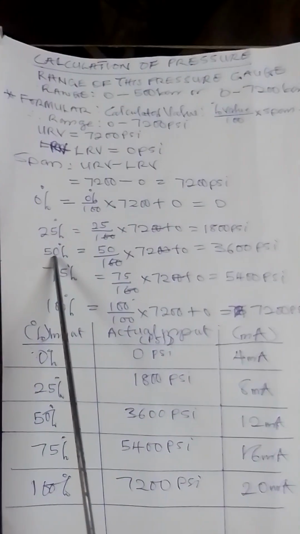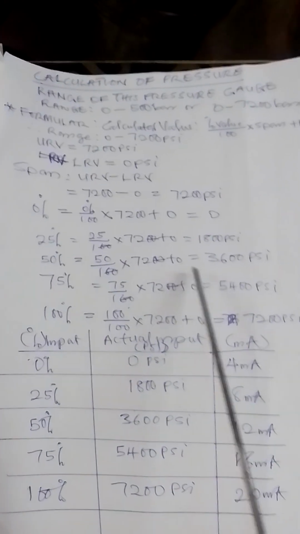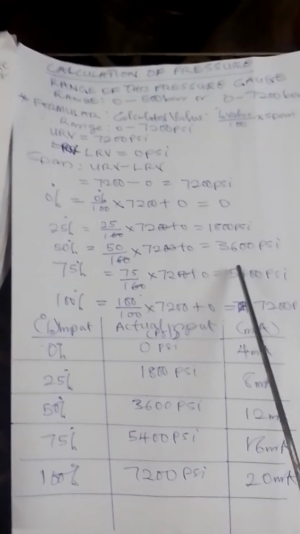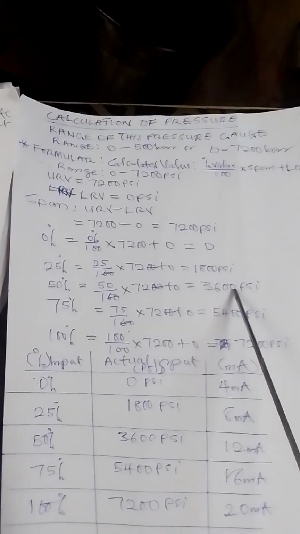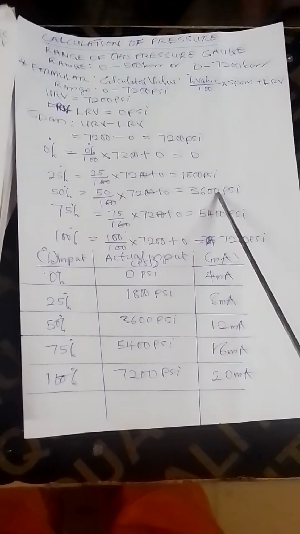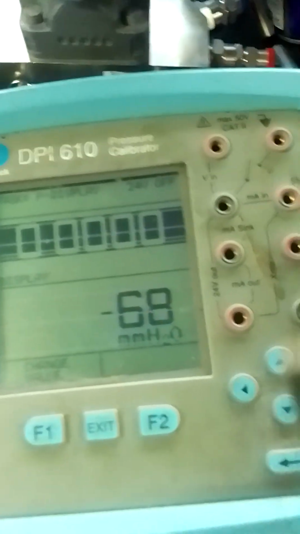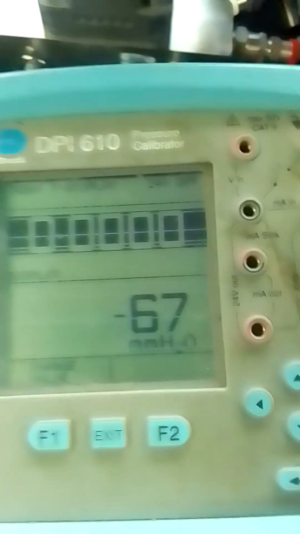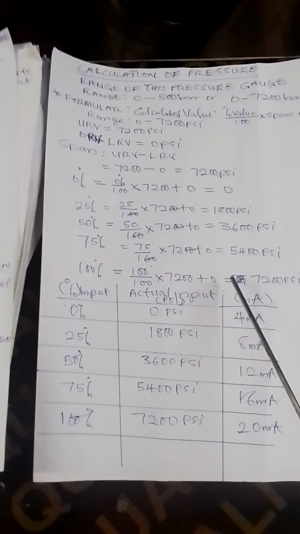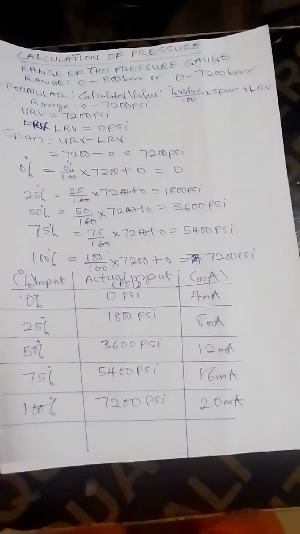Also applicable to 50%. This is 50%. After your calculation, you get 3600 psi. The psi is what you really need to pressurize your sensor. So from here, I will press. As you can see, this one is increasing. That's how the pressure will increase to that particular value. So that's how you also do your 75%. 75% of 100, you get 5,400. You pressurize your sensor.